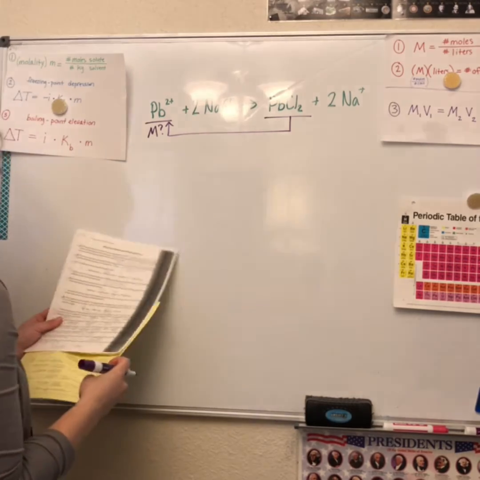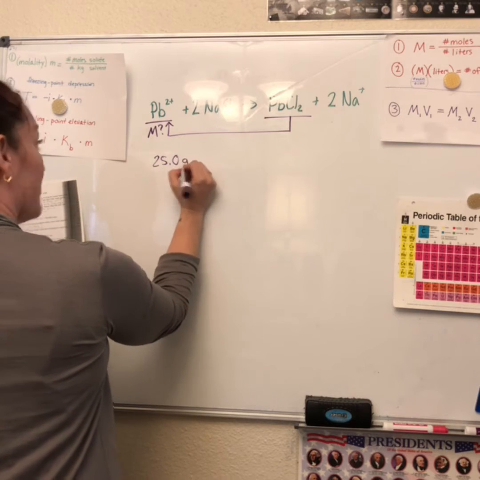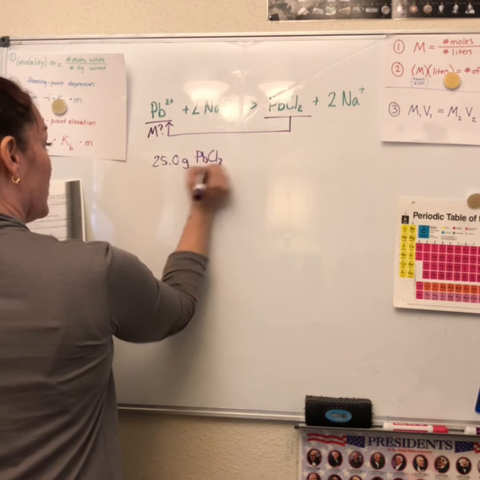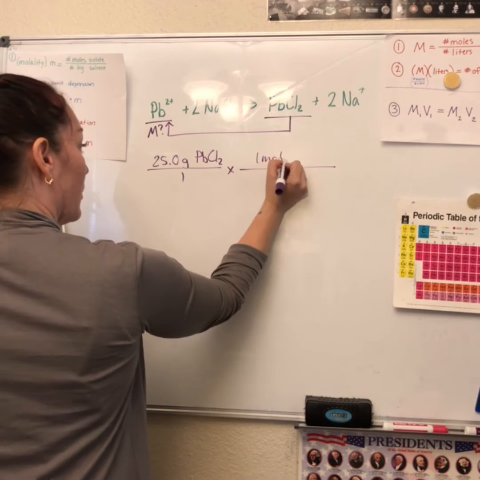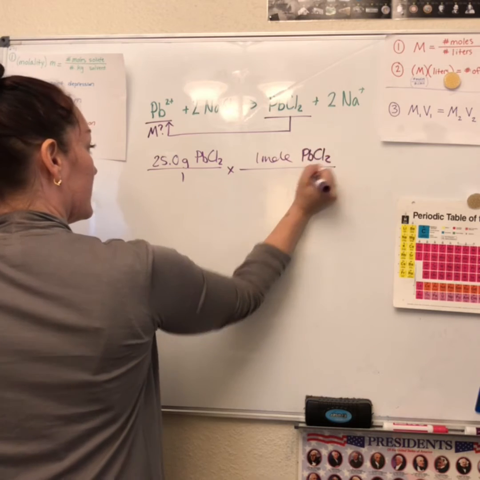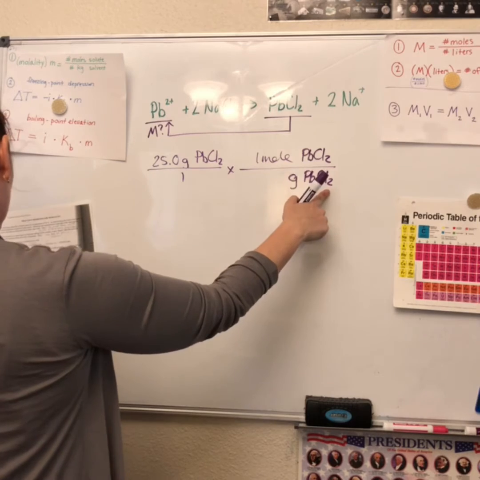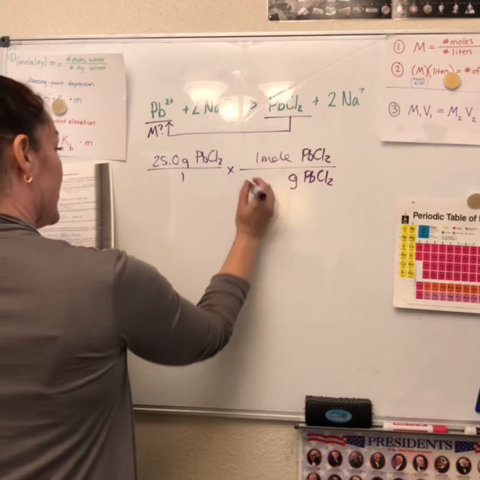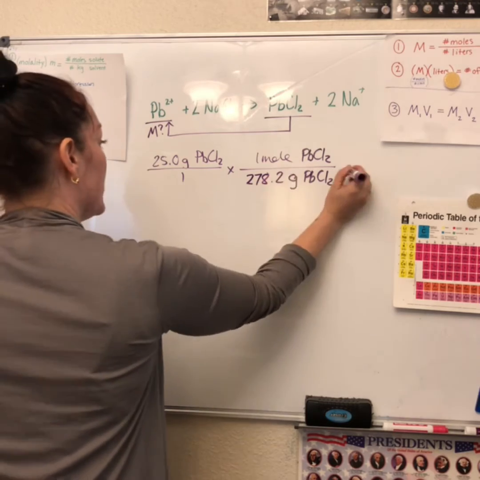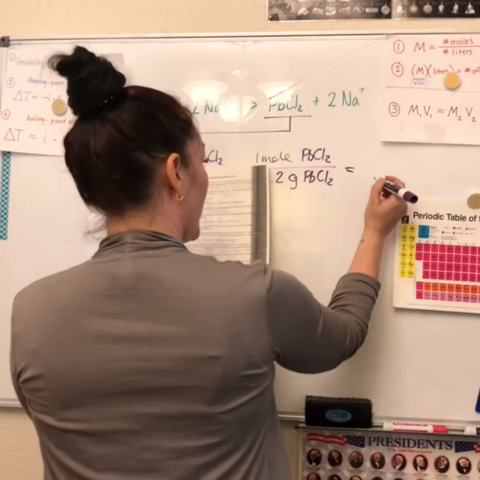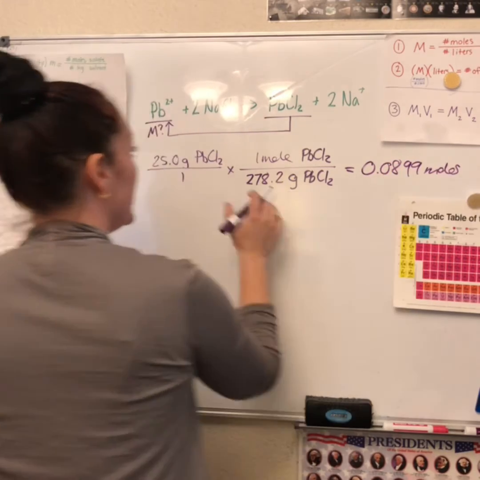So let's start with what they gave us. They gave us 25.0 grams of PbCl2. So we want to change it to moles. Okay, 1 mole of this is equal to, and I'm just going to go to my periodic table, find Pb, find chlorine, add them together, and if I do that, it's going to be 278.2 grams. So if I crunch this through, I'm going to end up with 0.0899 moles.